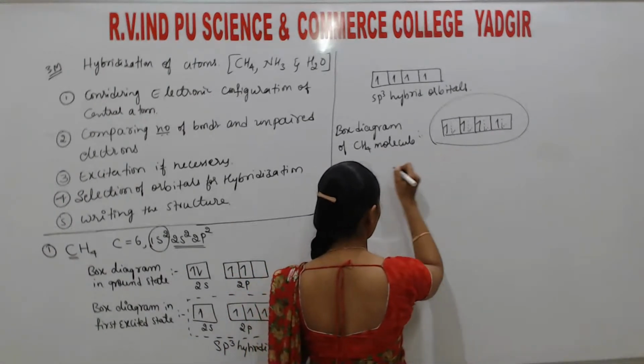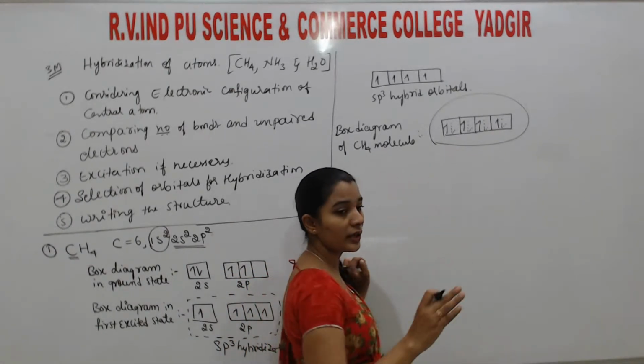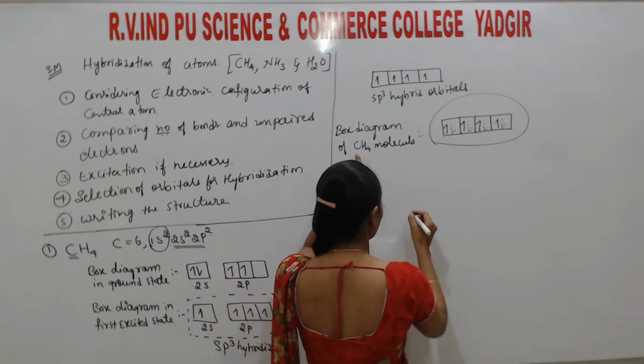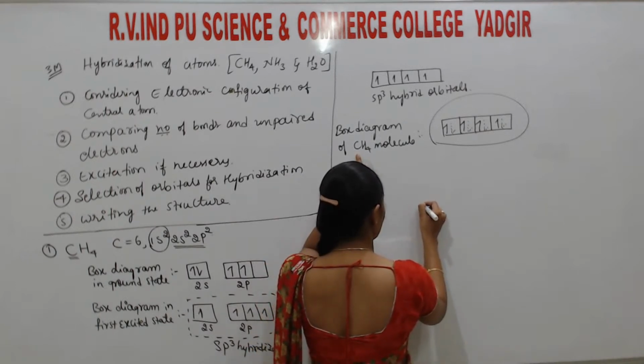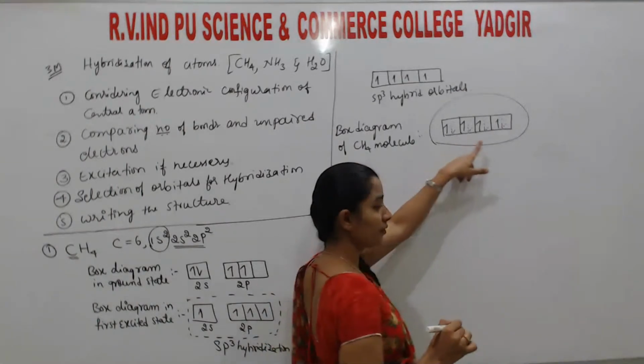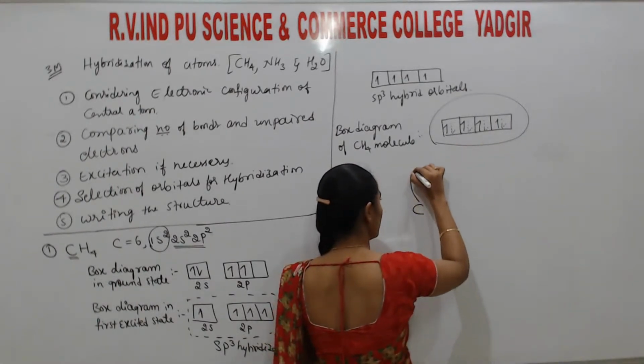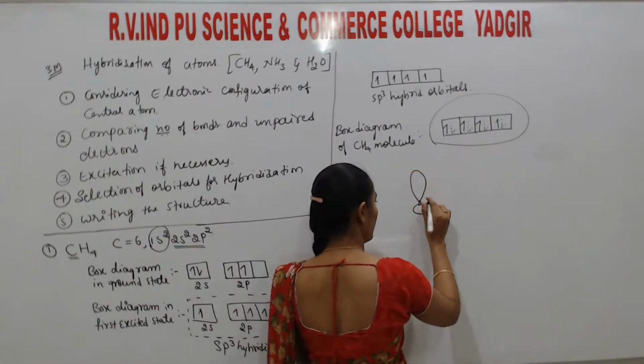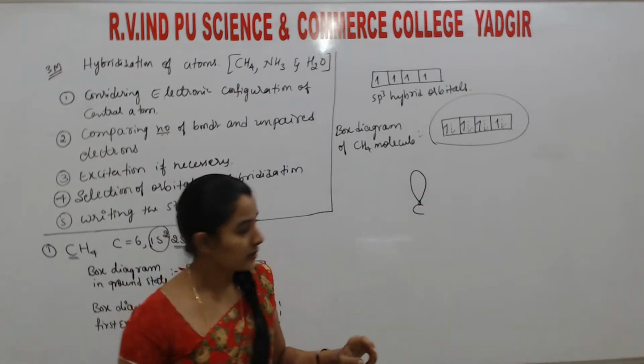Okay, now the structure. Listen, sp3 hybridization means it follows a tetrahedral structure. So carbon is here. The structure of these orbitals is like this. Tetrahedral means, so remember, and simply write.